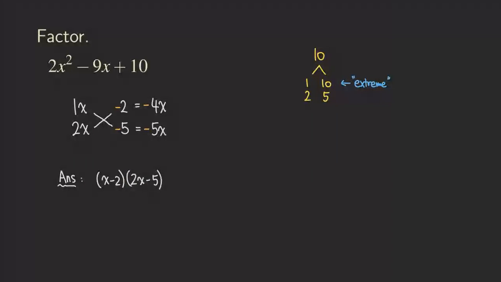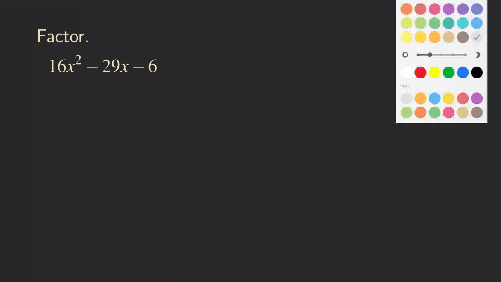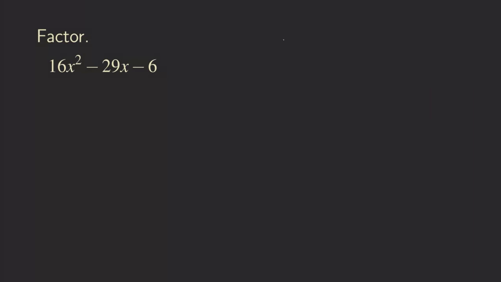Let's try another one. Let's try a more difficult one this time, because the two previous ones were more like warm-up. This time we have a large a value here. This a is 16. If you use the AC method, this is going to be bad, because 16 times 6 gives you a big number with a lot of combinations. Regarding the 16, it would be a good idea to look at all the combinations right here: 1 and 16, 2 and 8, and then 4 and 4. That's all the combinations here.